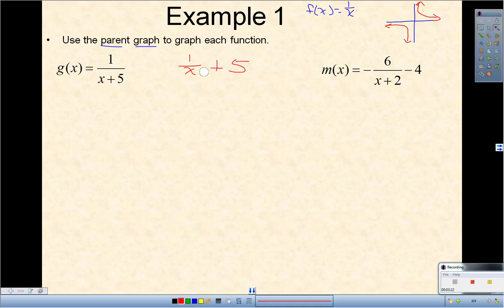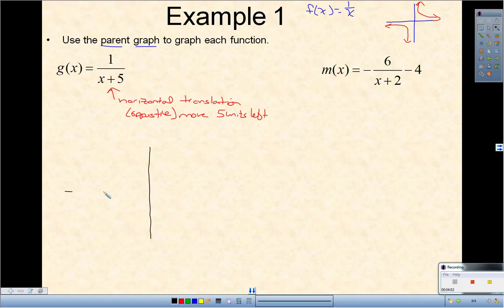So because of that, I know that this means I'm going to have a horizontal translation. I'm going to move it either left or right. And since this is a positive 5, I'm going to think the opposite. So I'm going to move 5 units left. So if I were to literally take this parent function and literally just move it 5 units left. Well, when I move this parent function, I'm going to draw it right here. This is the original function right here.